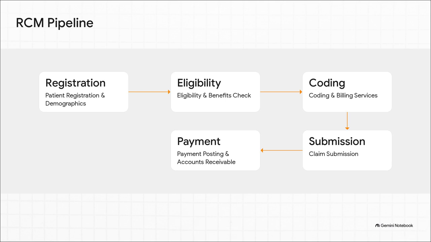Next up is charge posting and claim submission over on the back end. And hey, if everything is perfect, we get to payment posting. But as we all know, perfection in this industry is pretty rare. By establishing this pipeline, we can see exactly where systemic friction naturally occurs.